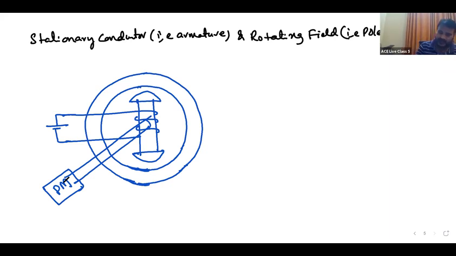And keep the winding: R phase, Y phase, B phase. Say this is the R phase winding, this is the Y phase winding and this is the B phase winding. Taken? Yes.